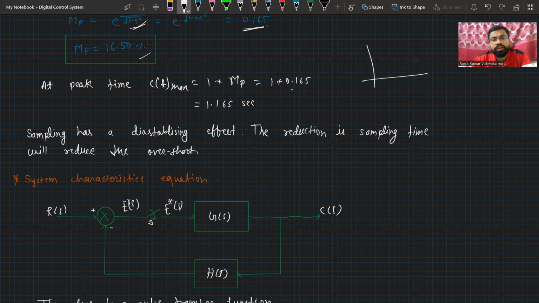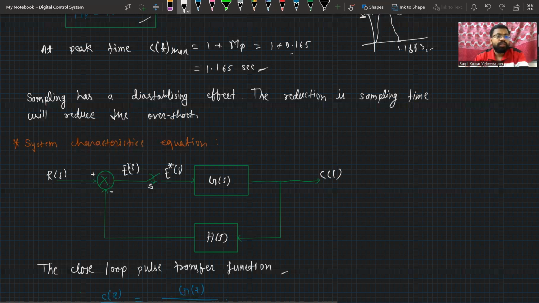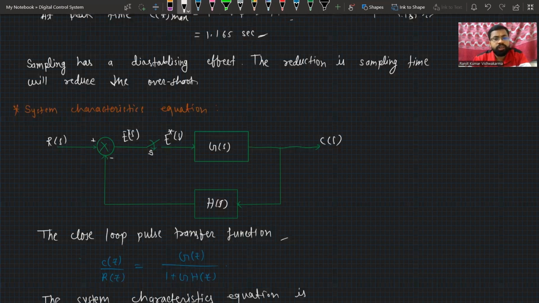Now at peak time, c(t) max equals 1 plus Mp. I hope you have seen this type of diagram; this one is the peak overshoot. So this is unity, 1 plus whatever Mp comes, just add it and you will get c(t) max, that is 1.165.